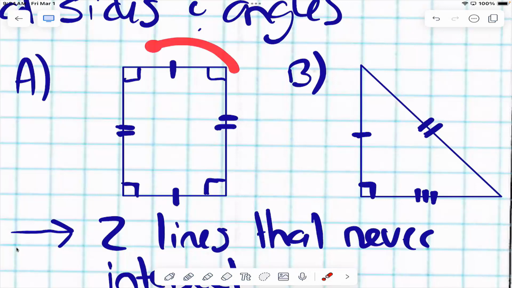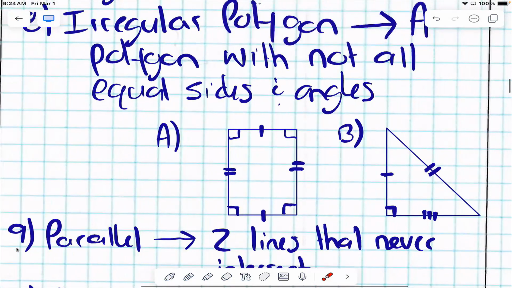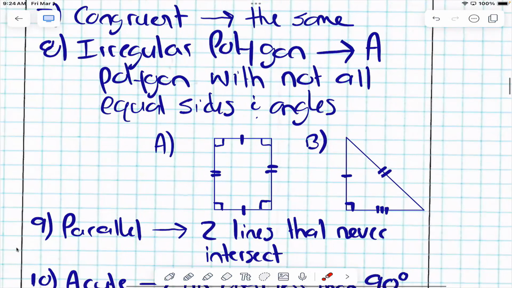Are all the angles on this the same? Yes. They all have the exact same 90-degree mark. Therefore, they're all 90-degree angles. That would be the same. However, it's an irregular polygon because an irregular polygon has at least one difference in it. And the difference is this side, or these sides, are different than this side, right?